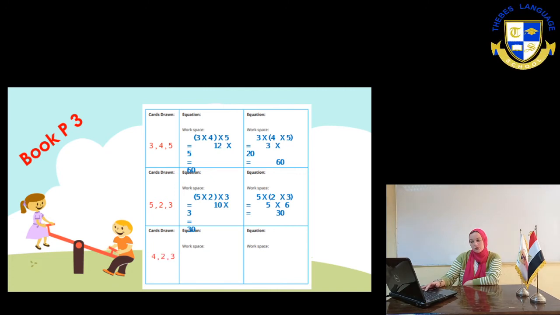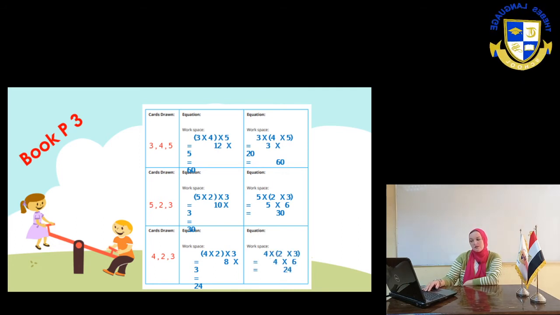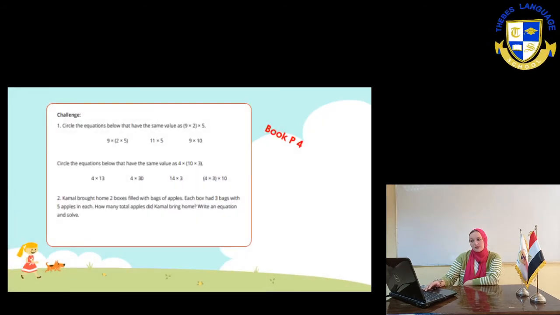The last one, we have 4, 2, and 3. We can make 4 times 2 between brackets, the result will be 8. After that, take the 8 and make it times 3 to get 24. Or we can make 2 times 3 equals 6. 6 times 4 will be 24. Now we have another example in the next page.